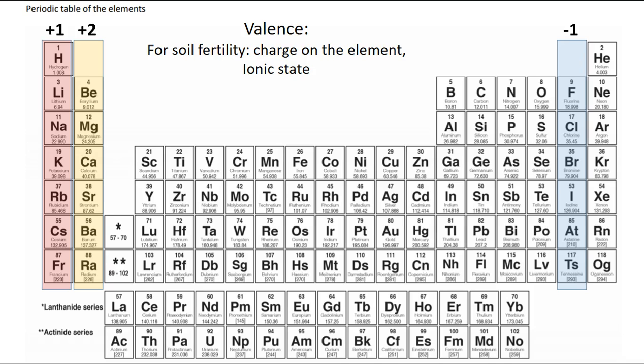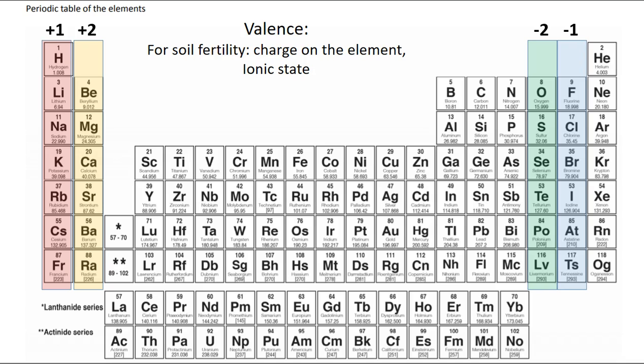When we go back to the other side and we look at the second column, now these have 2 more protons than they have electrons, so they have a positive 2 charge. Or if we go back to the right-hand side, they have 2 more electrons than protons, and so they have a negative 2 charge.